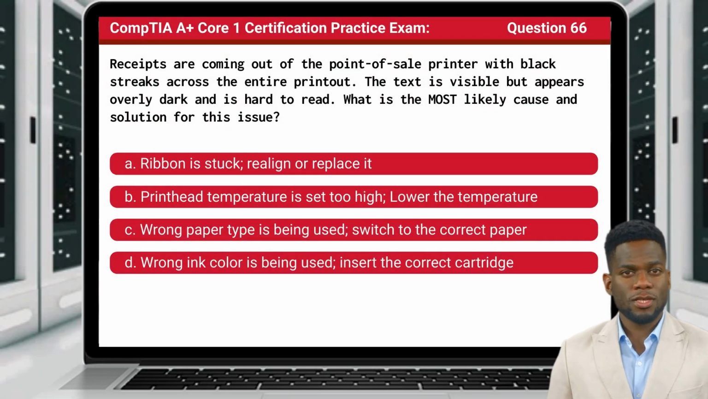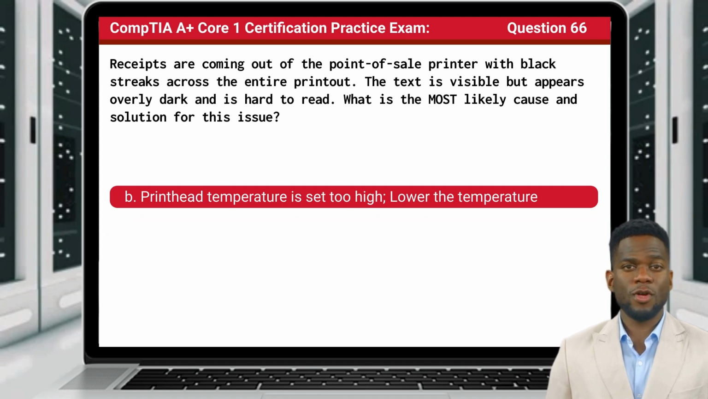Question 66. Receipts are coming out of the point-of-sale printer with black streaks across the entire printout. The text is visible but appears overly dark and is hard to read. What is the most likely cause of this issue? The answer is B. Printhead temperature is set too high, lower the temperature.